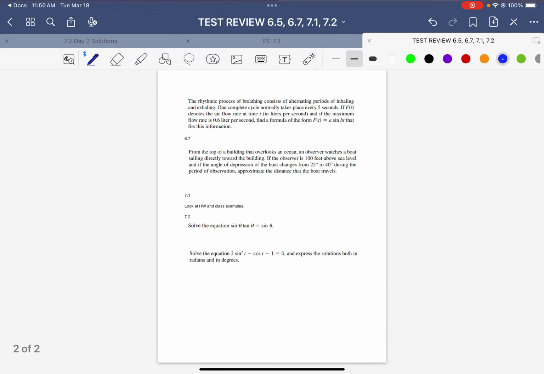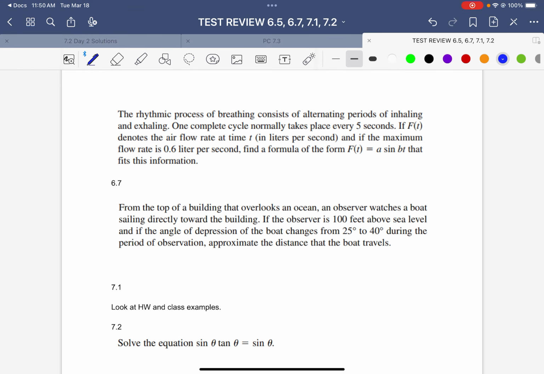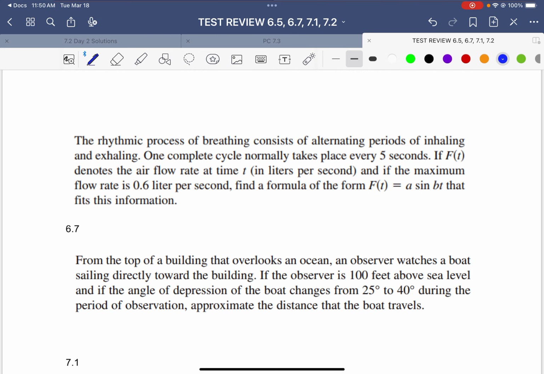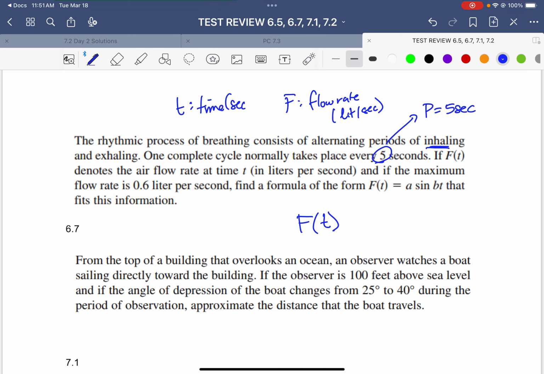Okay. Let's look at the next one, rhythmic process of breathing. If I look at the rhythmic process of breathing, it consists of alternating points of inhaling and exhaling. One complete cycle normally takes every 5 seconds. So that means that my period is 5 seconds. If f of t denotes the air flow rate, where F is the flow rate in liters per second, and t is time in seconds.